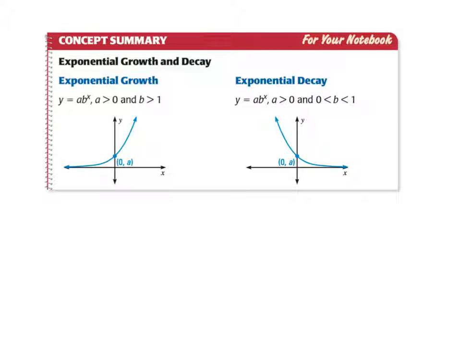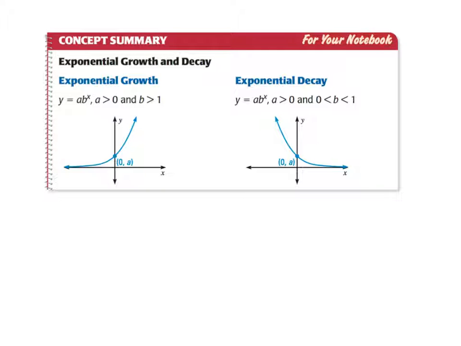Next, we have a concept summary, the exponential growth and decay, just like I was talking about before. For exponential growth, your a value is going to be greater than 0 and your b value is greater than 1, and it will look like this, where you start off really small and you keep getting bigger and bigger. If your a value was less than 0, it would just be down this way, but it still is going to get bigger and bigger as I go this way.